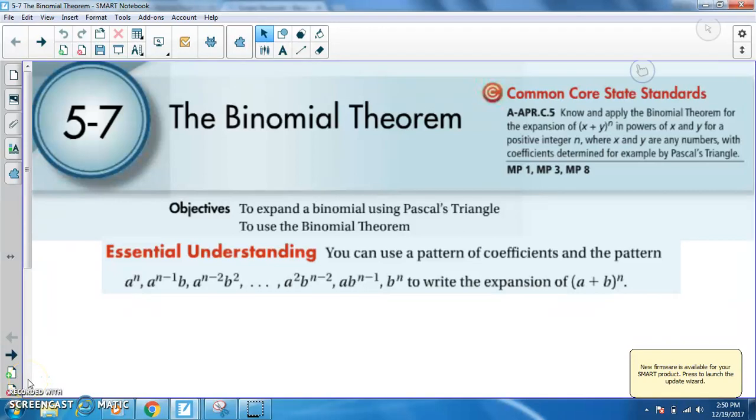Hey guys, today we're going to do 5-7, the binomial theorem. Our objectives are to expand a binomial using Pascal's triangle and to use the binomial theorem.